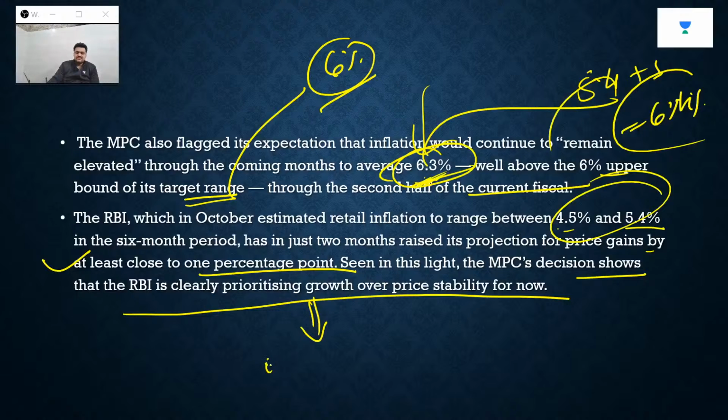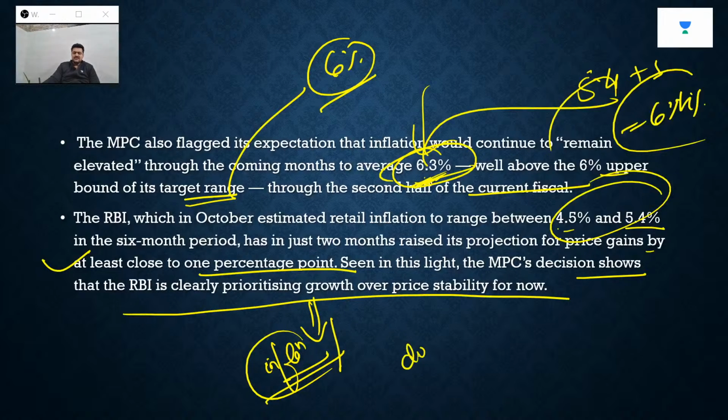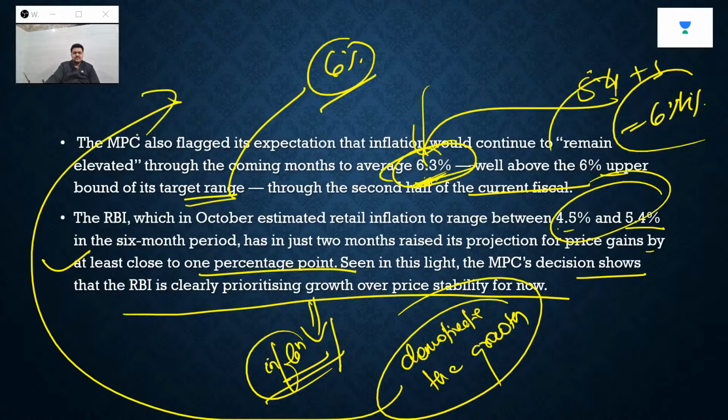Why? Because even though inflation is higher, the Monetary Policy Committee did not cut down the interest rate, because a further cut in any interest rate is also going to demotivate growth. Okay, so just trying to help you in revising the things here. For growth, what do we want? For growth, we want a low interest rate.